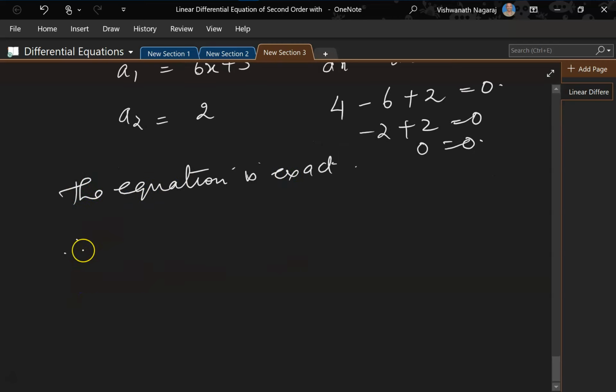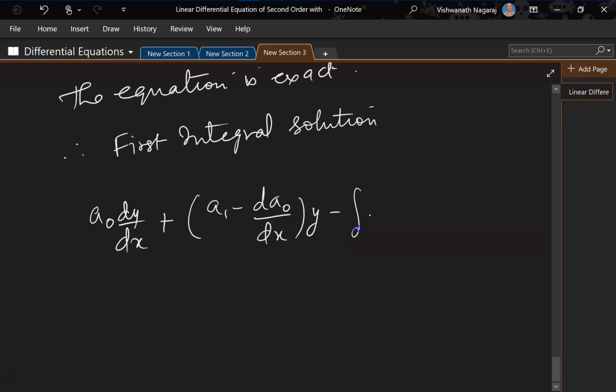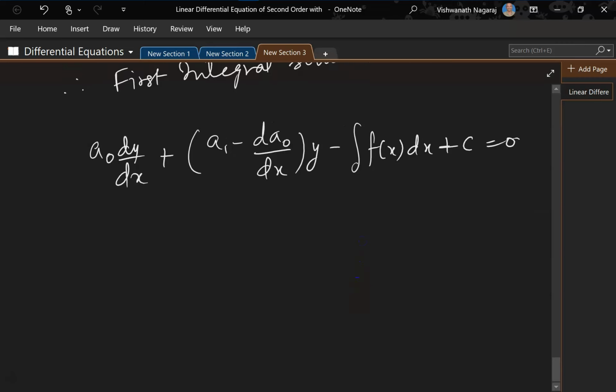So, therefore, first integral solution would be the complete solution of the equation, right? So let's see. A naught dy by dx plus a1 minus dA naught by dx y minus integral of f of x dx plus c equal to 0. Now remember, this is what we had derived, okay? So we do the necessary substitutions and we solve the equation.